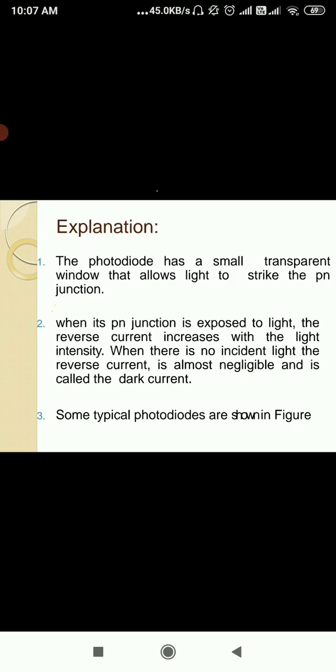So they will get attracted towards each other by going through the depletion region. They will go through another region and they will recombine, due to which there will be some amount of current flow. That is negligible, that is very less, but that is because of the minority. And that current we are calling a dark current, because here we are not giving any amount of light.